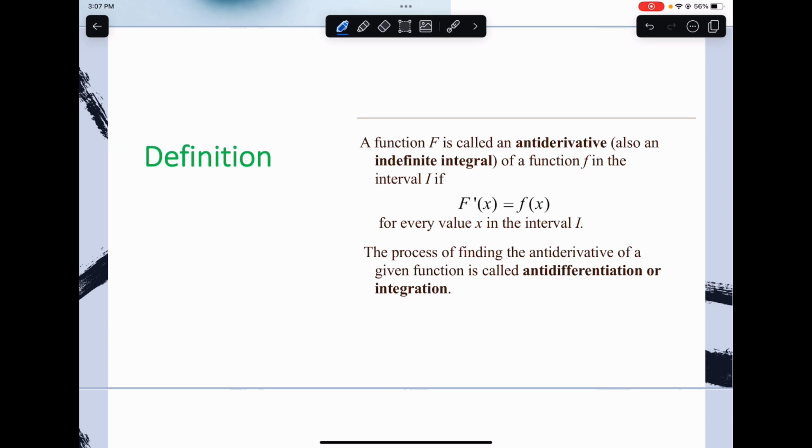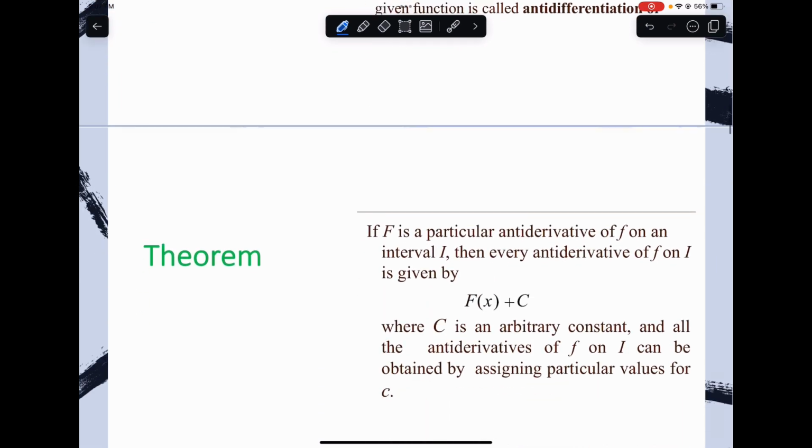So the answer is the antiderivative or the integral or the indefinite integral, but the process of getting the antiderivative and the indefinite integral is what we refer to as antidifferentiation or integration. So the process is antidifferentiation or integration, and the resulting answer would be the antiderivative or the indefinite integral.